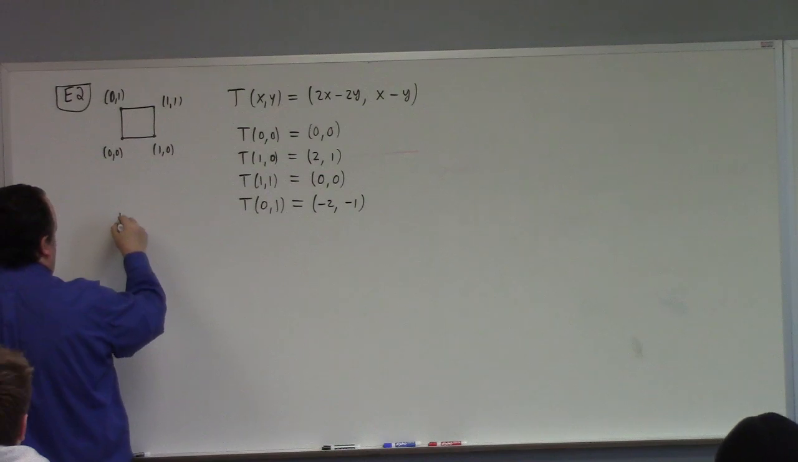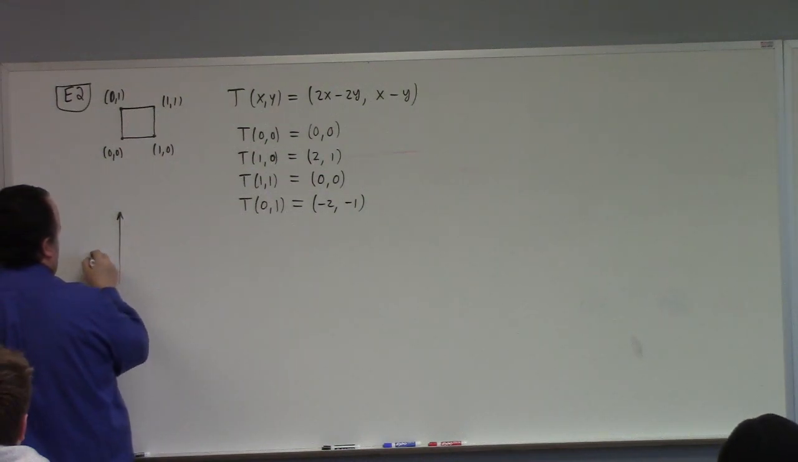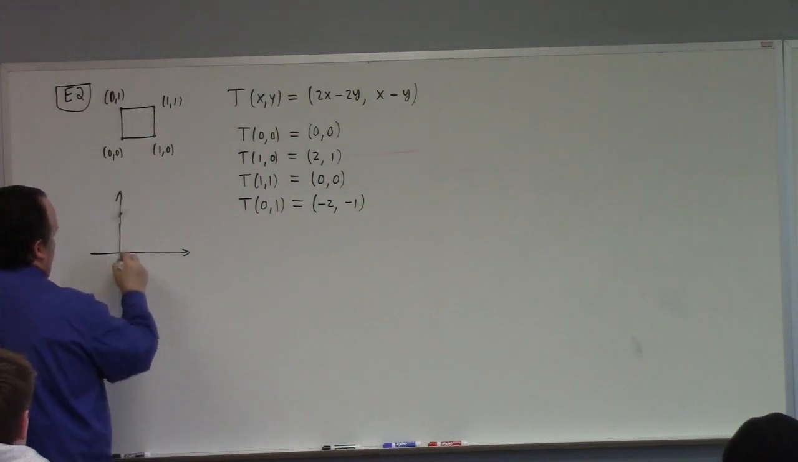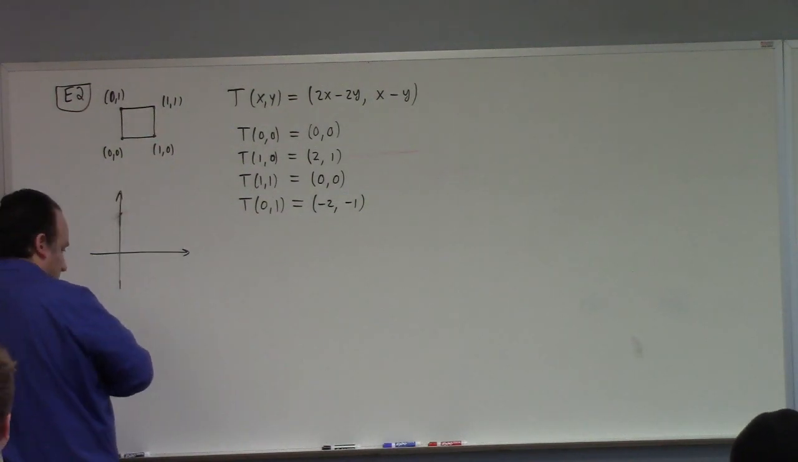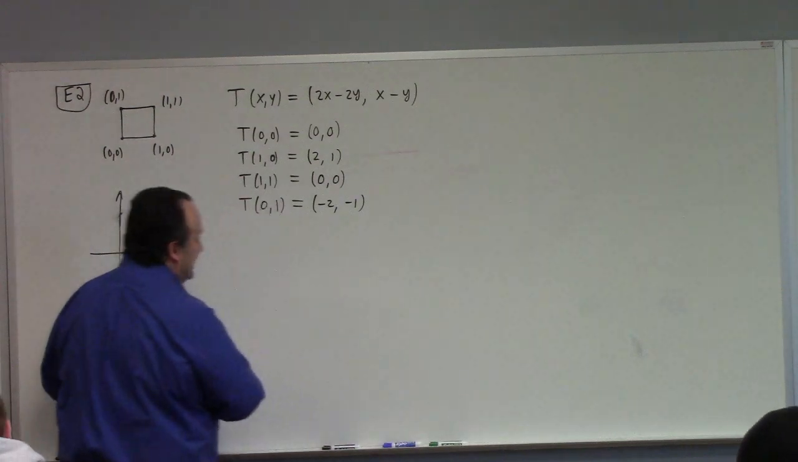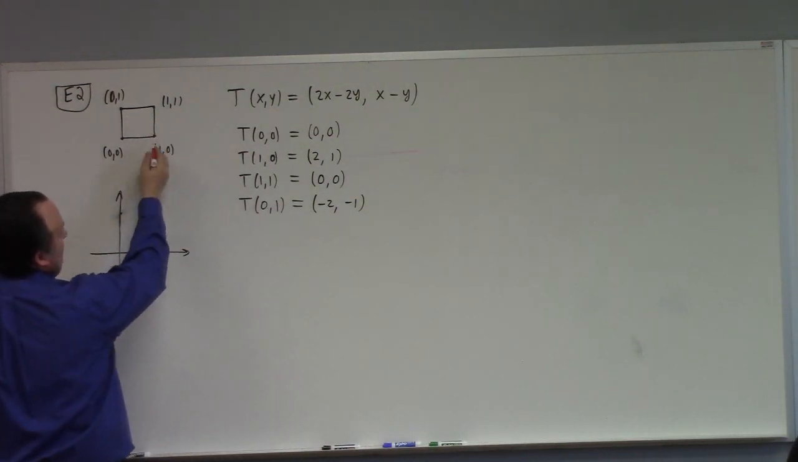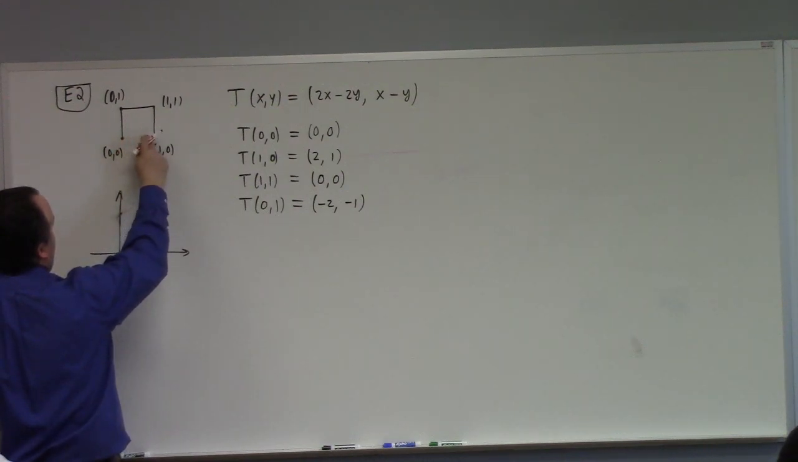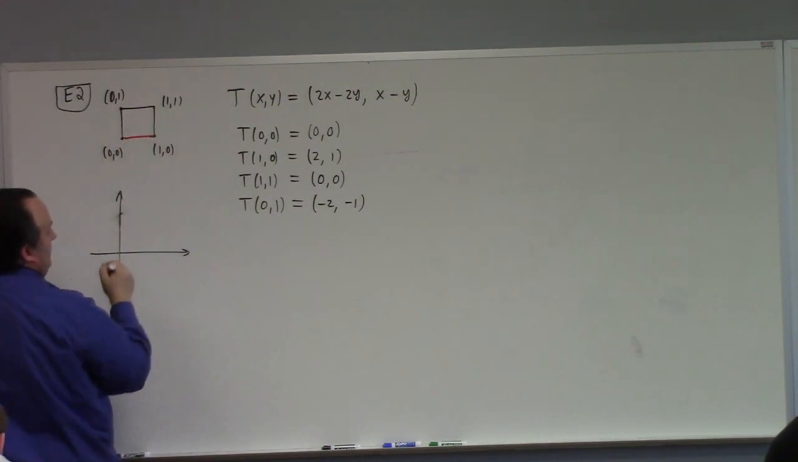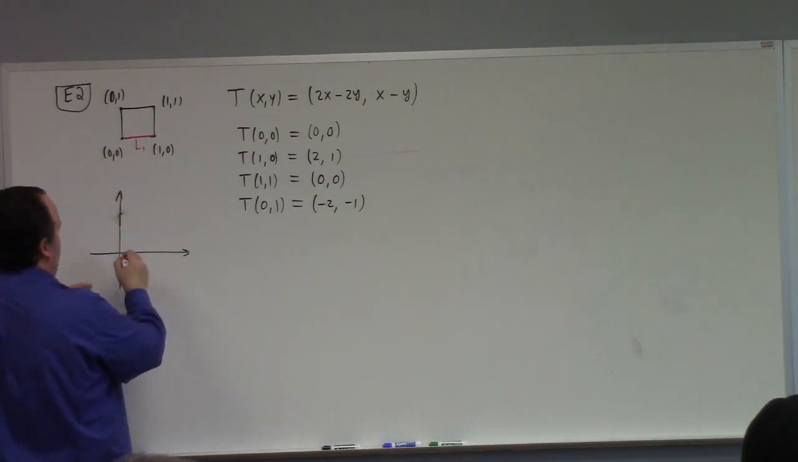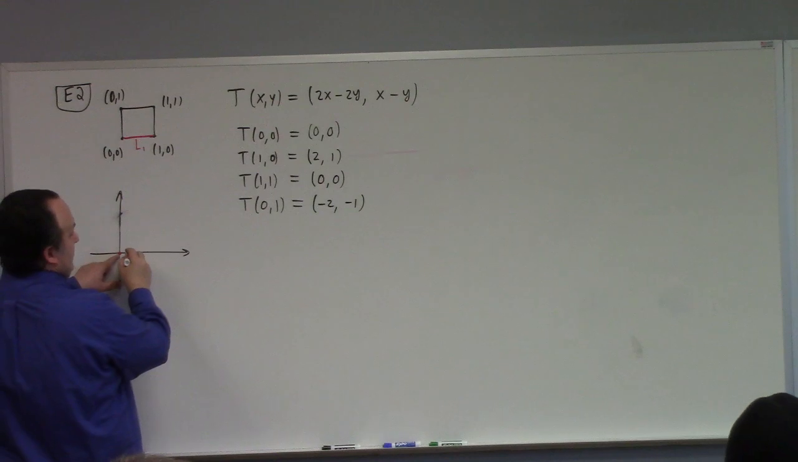So let's see here. If I draw myself some axes down here, let me attempt a picture. This line segment from (0,0) to (1,0), I'm going to use red, call that L1. Where does that get mapped to? It maps from (0,0) to where? To (2,1).